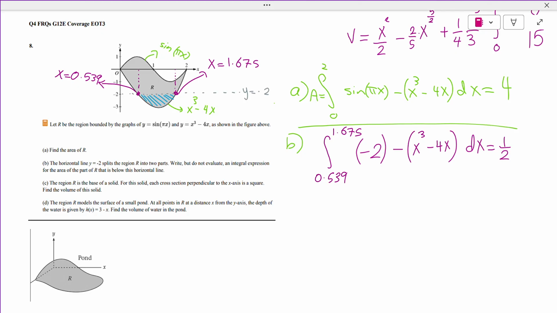This integral is half of the total area. The total area is 4, so this is going to be half times 4, because the question says splits the region into two parts. Well, I don't think it says equal parts, so ignore what I said at the end. You don't need to set it equal to 2, because it didn't say equal parts. It did say two parts, but it didn't mention that they are equal. So this is going to be enough: the integral from this x to that x of upper minus lower. Okay, so moving on to the next part.